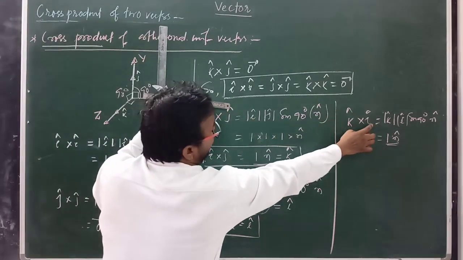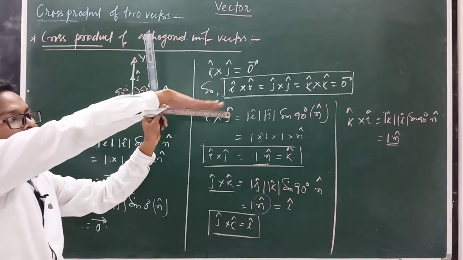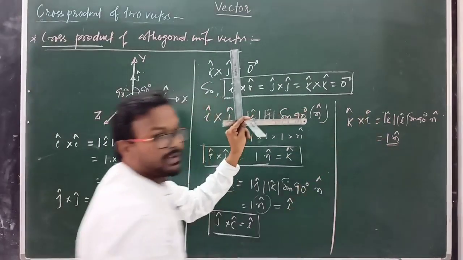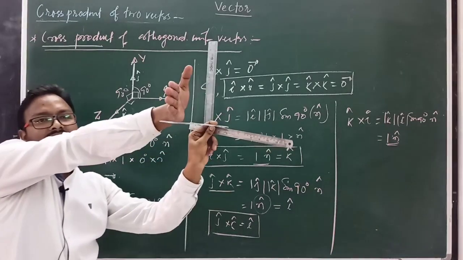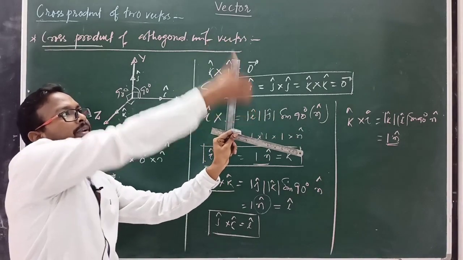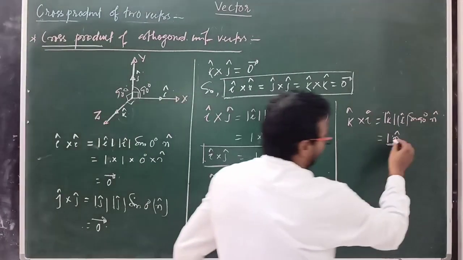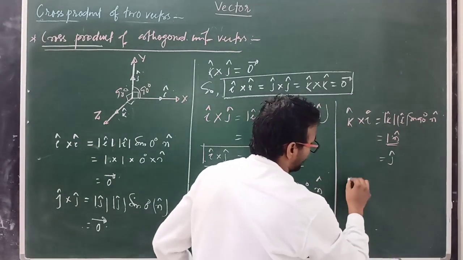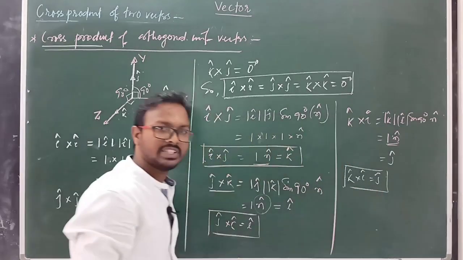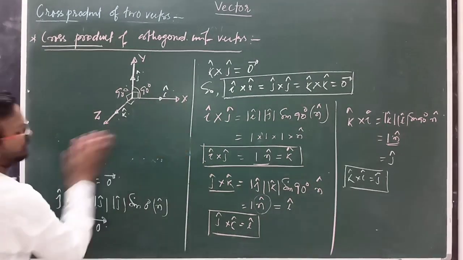So k cross i means this is vector k cap and this is i cap. This is the plane. First choose the plane. After choosing the plane, curl the fingers from k towards i, k cap towards i, then the thumb indicates the direction of j cap. Clear? So here we get the unit vector that is j cap. So k cap cross i cap equals j cap. Clear?